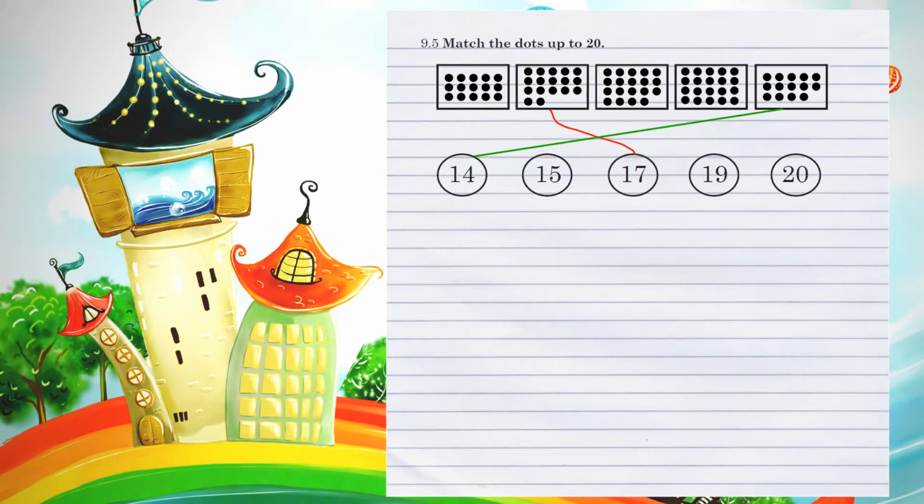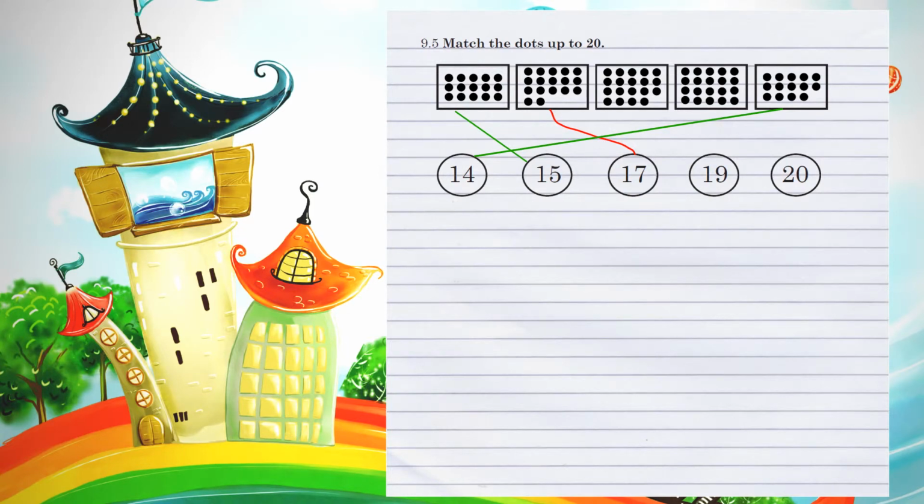Unit 9.5, match the dots up to 20. Let's do a couple of these together. In this first box we have 5. Second 5 we know is 10. And a third 5 we now know is 15. So which box shows our 15? That would be our 1 and our 5.